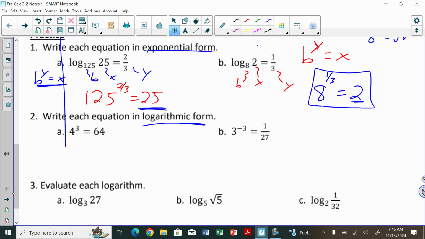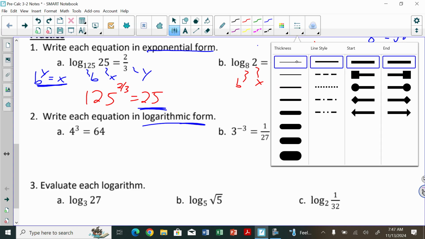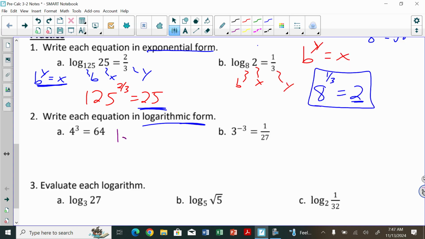All right, so doing so, we're going to look and say, all right, if we've got 4 to the 3rd power equals 64, well, we know that we want to put it into logarithmic form. So we know we want it to look like this: log base b of x equals y. That's what we want it to look like. We want it to be in logarithmic form. So again, what are these things? We've got the b, this is the y, and this is our x.